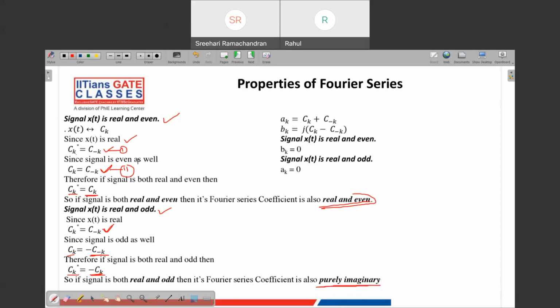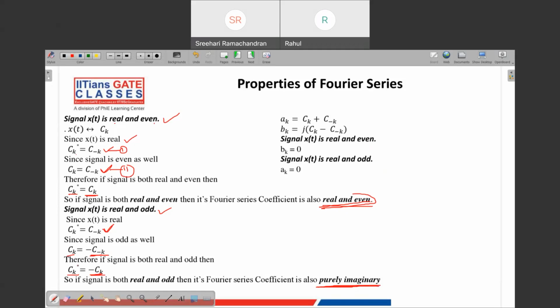So when the signal is real and even, the Fourier coefficient will always be real and even, and when the signal is odd, the Fourier coefficient will be purely imaginary. Now, in general, a signal can be not perfectly even or odd. It can be a mix of even plus odd signal. So let me just explain this.